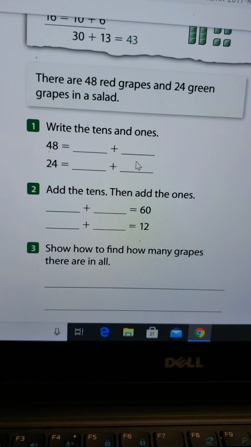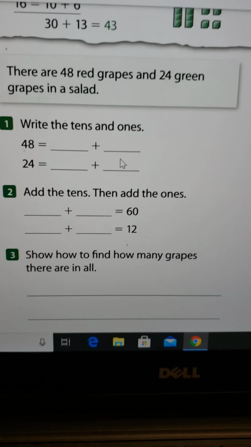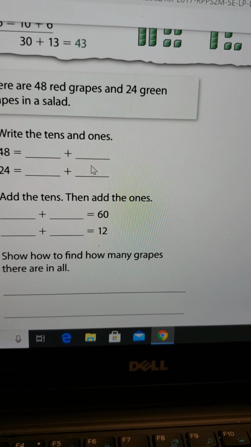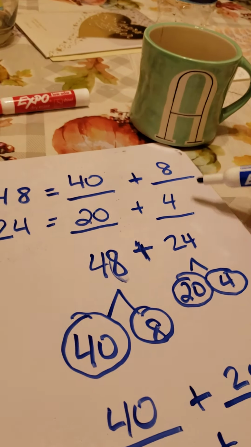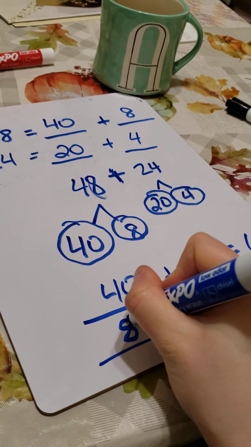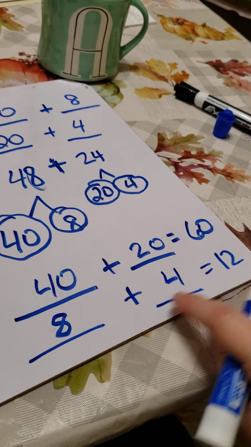Next thing, I'm going to add my ones. And oh, look, wasn't that nice of them? They already told us that it's going to equal 12. So if I check my numbers, I'm going to be able to check my answer. Okay. So my ones, 8 and 4. And do those equal 12? They sure do, so I know that I'm on the right track. All right, 8 plus 4 equals 12.